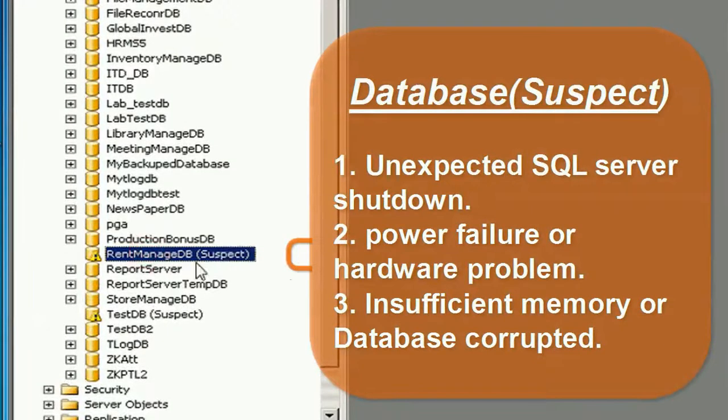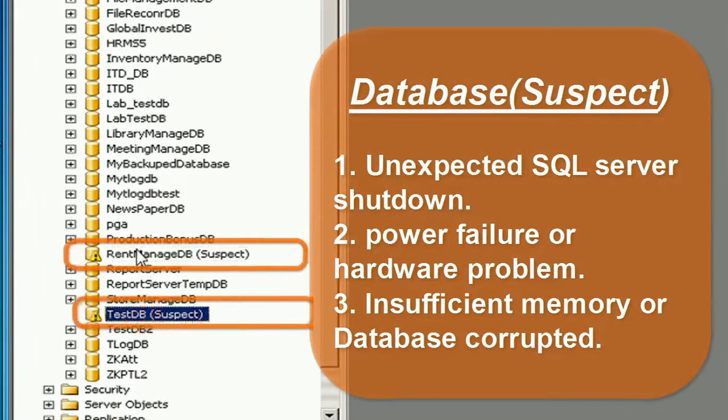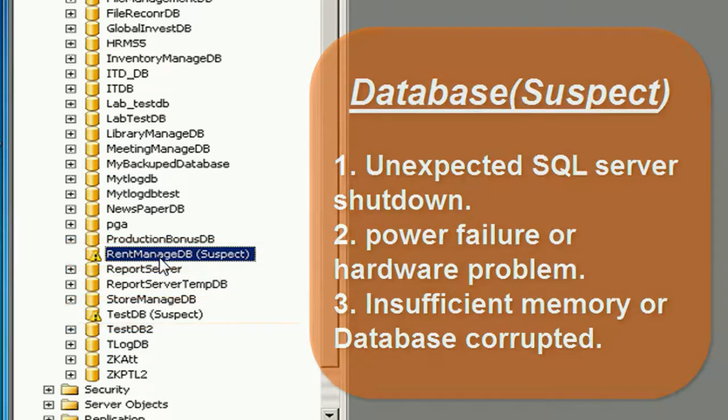Here you can see that rent manage db is suspected and test DB is also suspected. Why is it suspected? Unexpected SQL Server shutdown, power failure, or hardware problem, insufficient memory, or database corrupted.